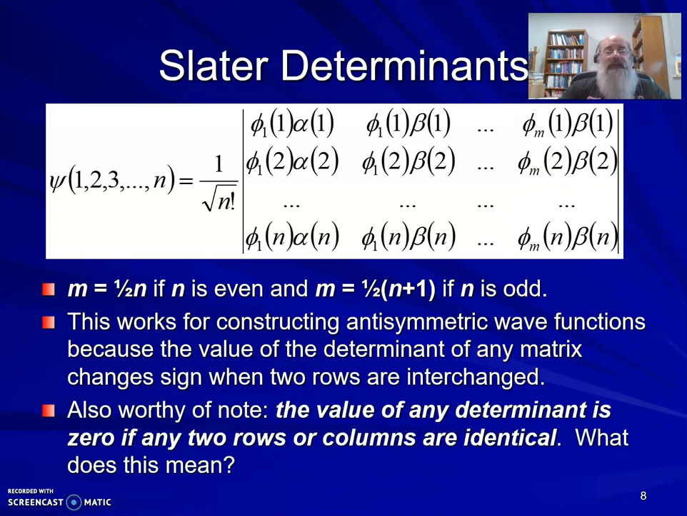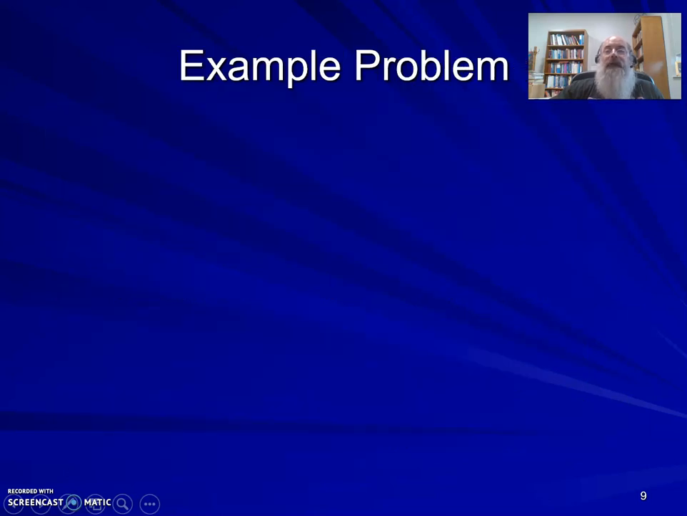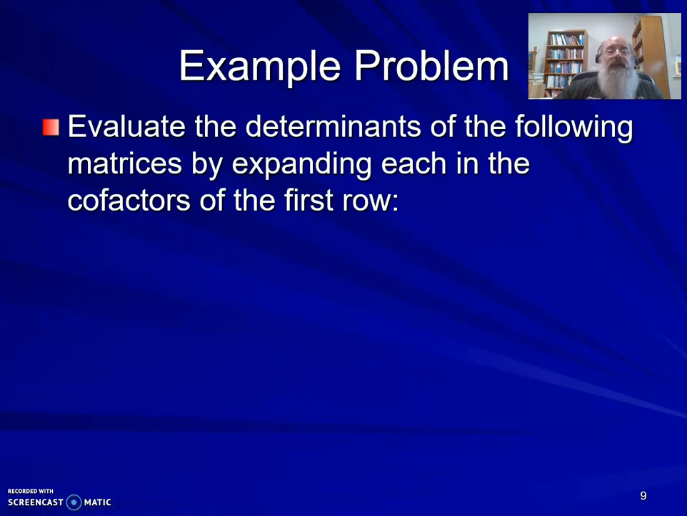It's also worthy to mention the value of any determinant is 0 if any two rows or any two columns are identical. So for example, as I mentioned earlier, if this were for lithium and we had 1s alpha in this column, 1s beta in this column, and then we tried to go back and do 1s alpha again for the third electron so that we could put them all in the 1s orbital, then these two columns would be identical and the wave function would collapse to 0. When we work out the determinant, we would get 0. And we'll practice that a little bit on this next slide.